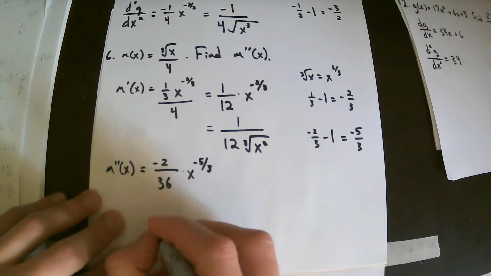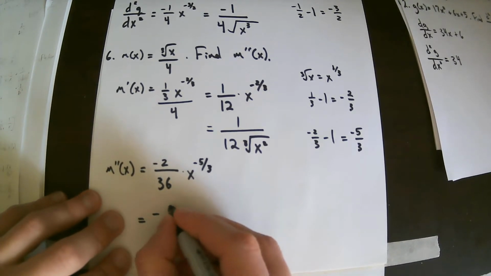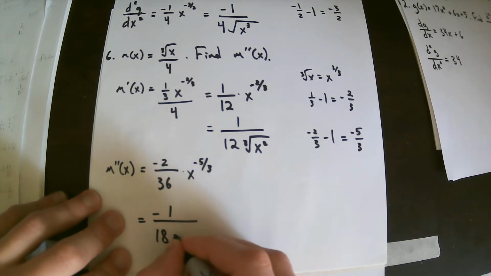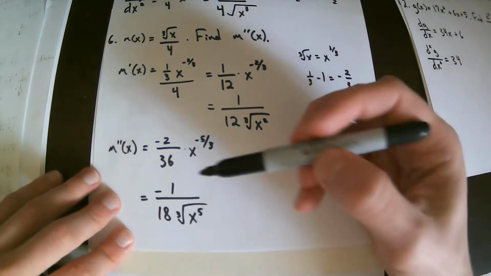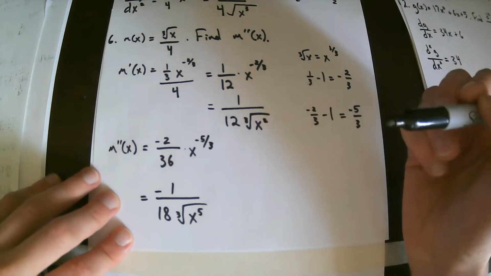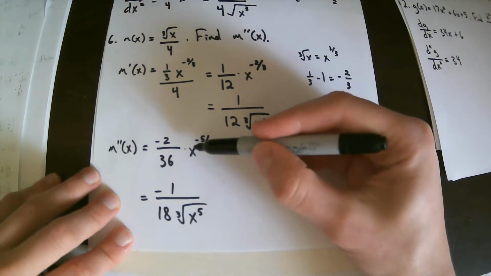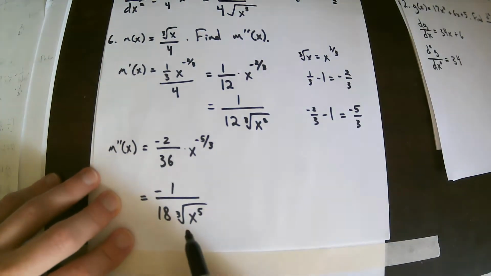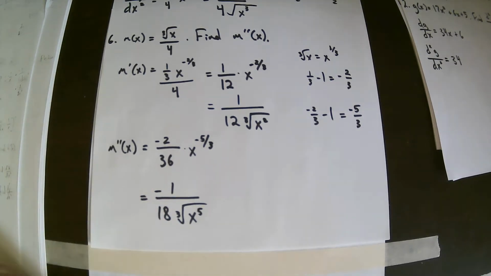And then finally, this can clean up to negative 1 over 18 times the cube root of x to the fifth. Negative 1 over 18 is coming from negative 2 over 36. That just simplifies to 1 over 18. And then the negative 5/3 in the exponent corresponds to a cube root of x to the fifth in the denominator.